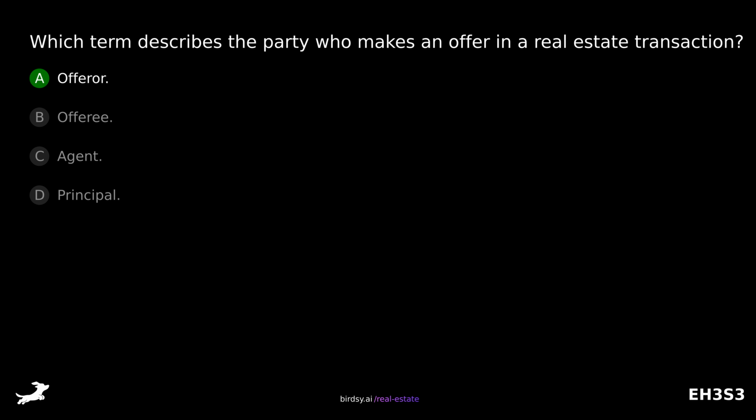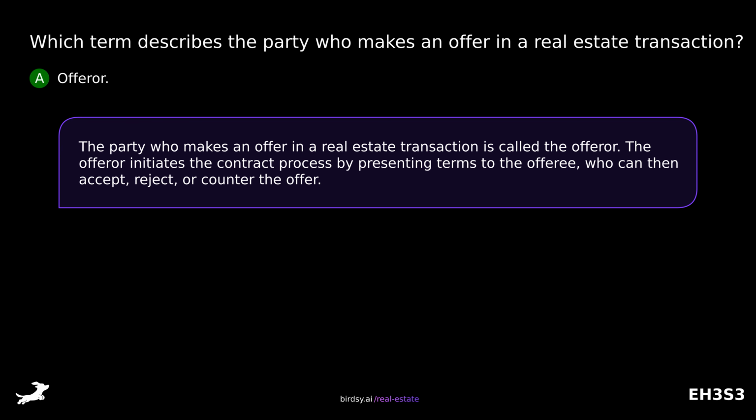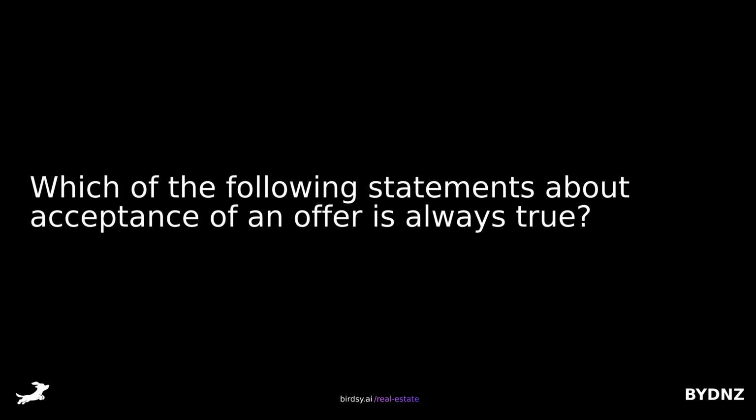Principal? The correct answer is A. Offeror. The party who makes an offer in a real estate transaction is called the offeror. The offeror initiates the contract process by presenting terms to the offeree, who can then accept, reject, or counter the offer.